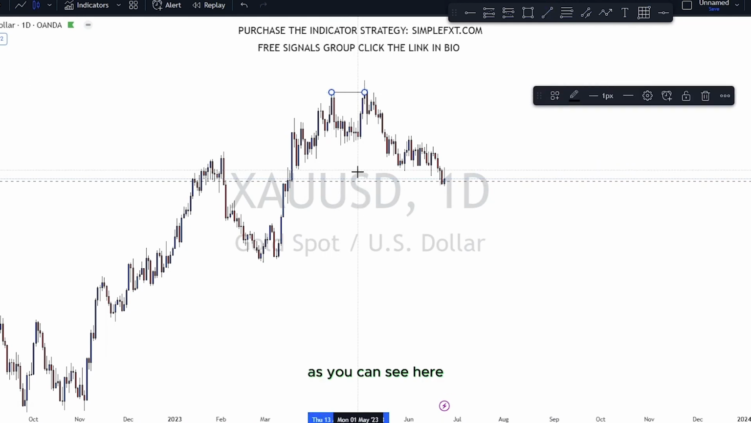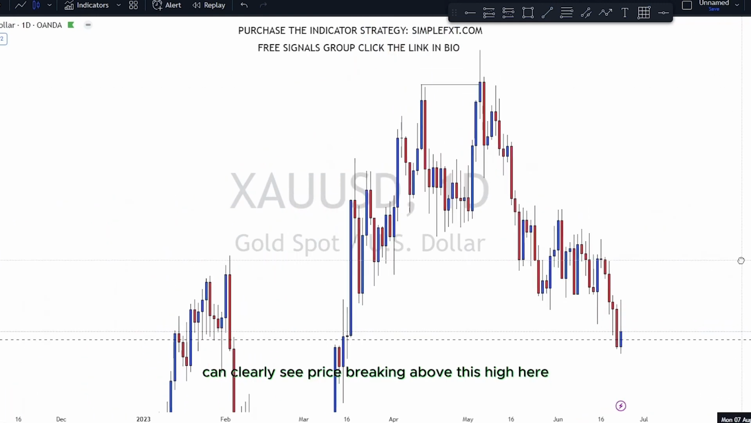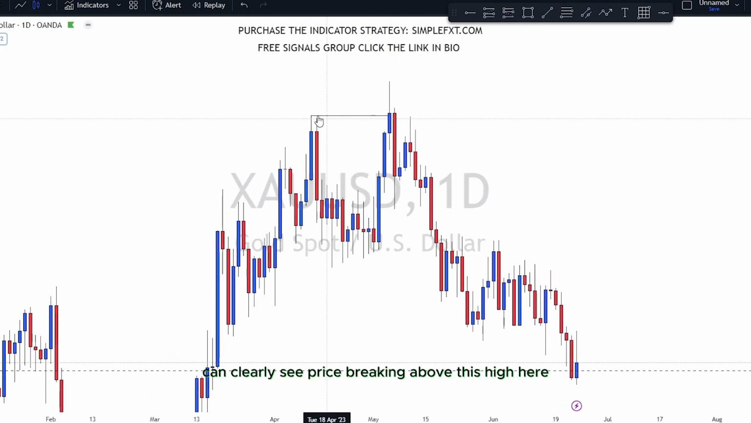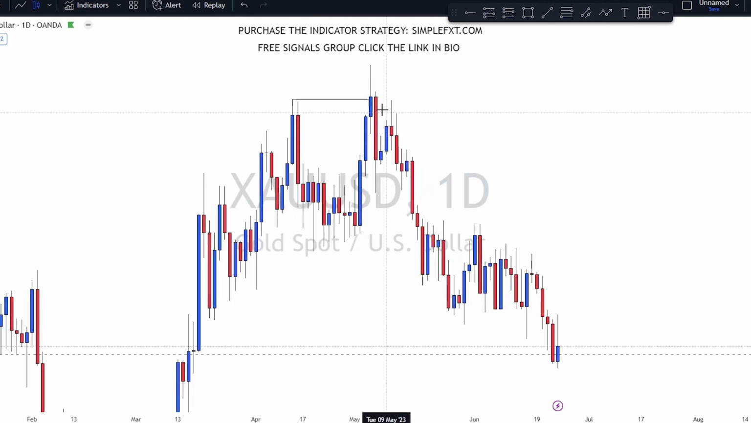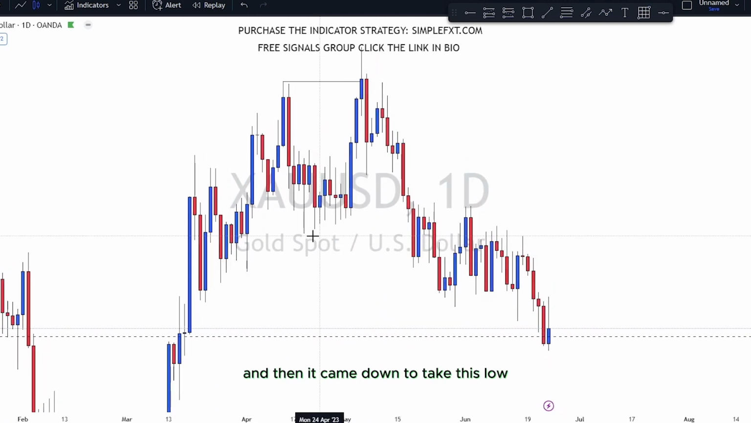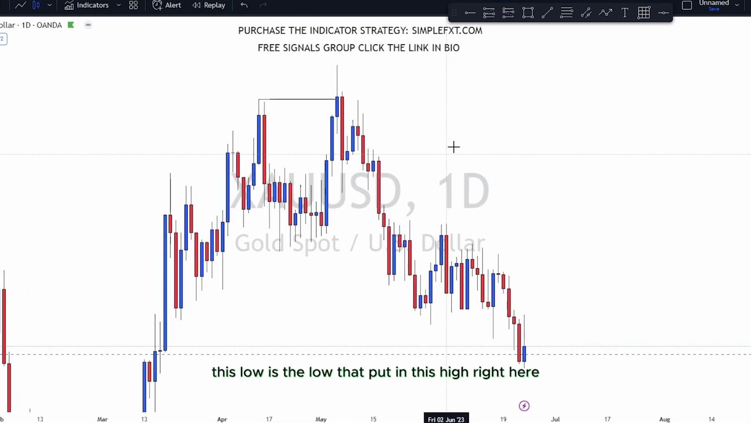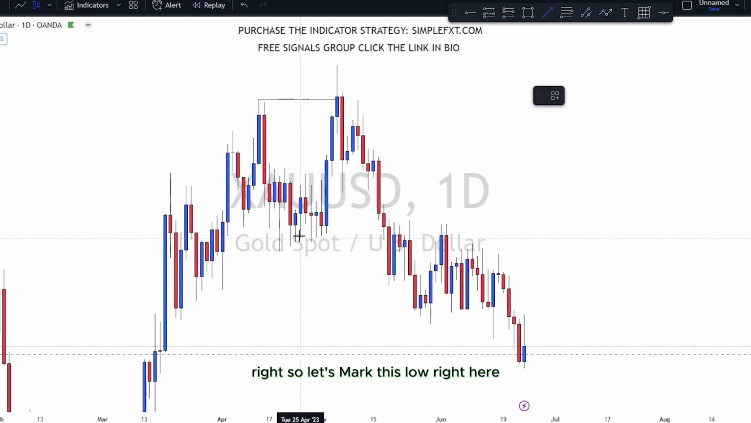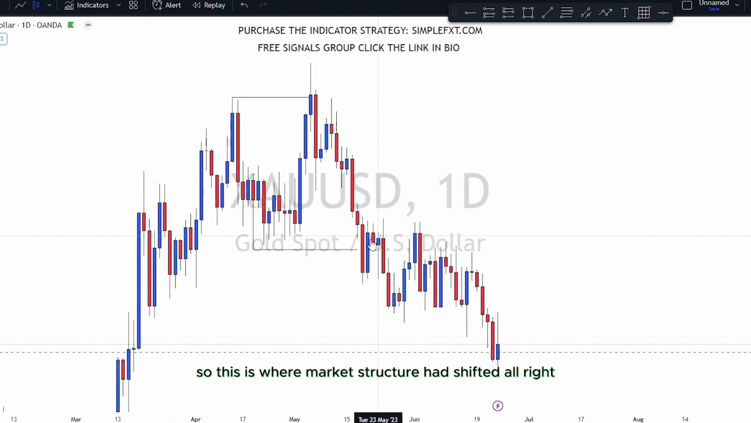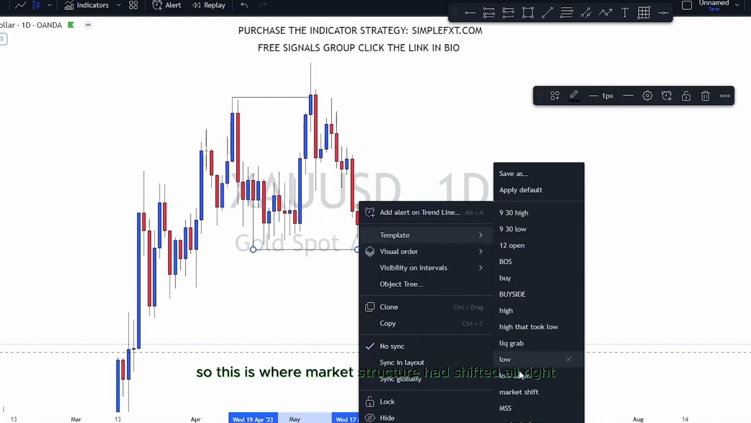As you can see here, if I zoom in a bit, I can clearly see price breaking above this high here, which at this point, because it broke that high and then it came down and took out this low, is the low that put in this high right here. Right, so let's mark this low right here. So this is where market structure had shifted.